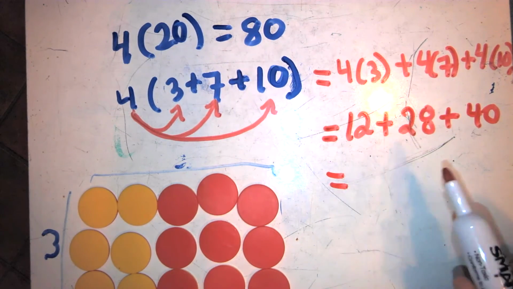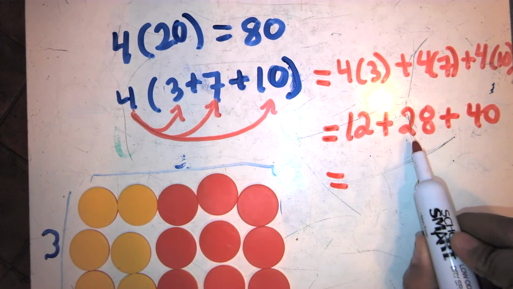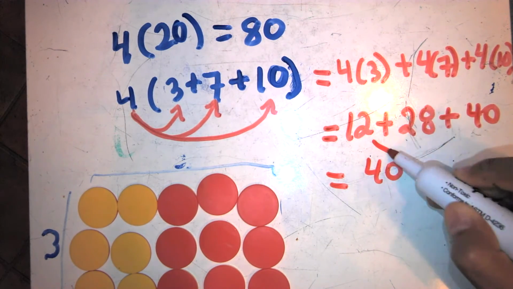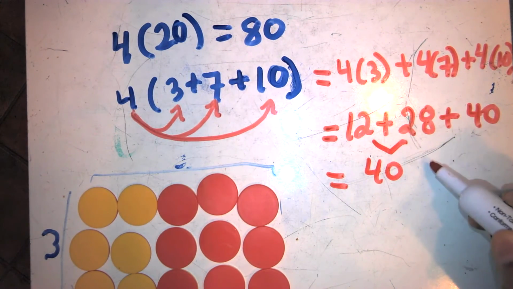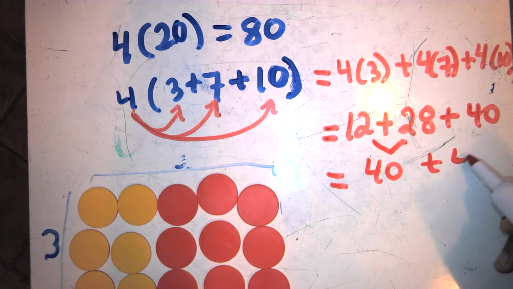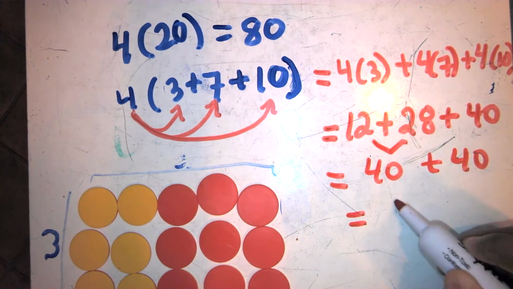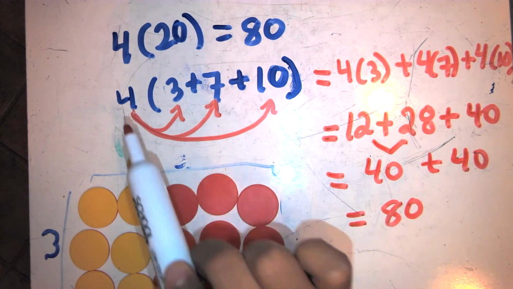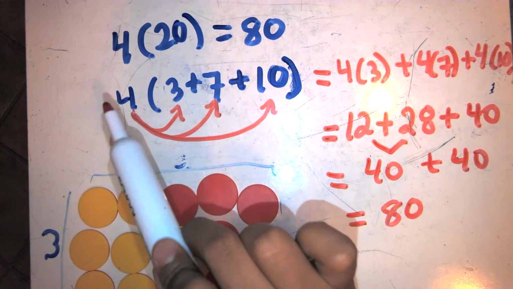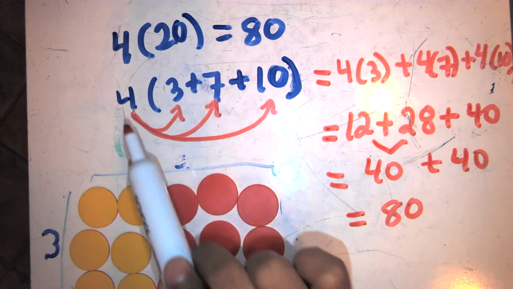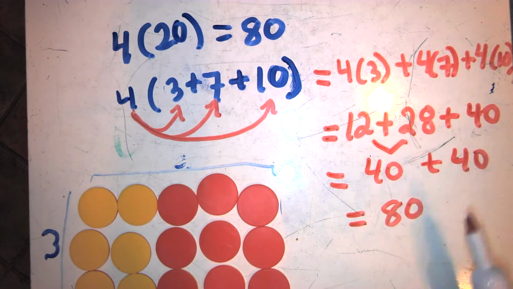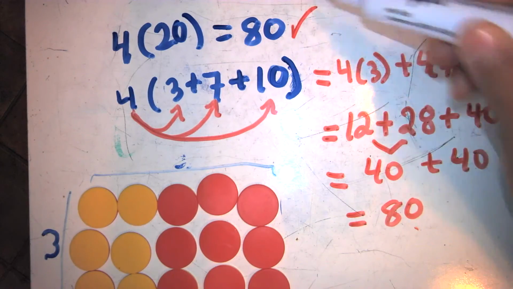And then I can continue adding. 28 plus 12 is going to give me 40. And then 40, that comes down. 40 plus 40 is equal to 80. You don't have to show all of this. I'm just kind of showing you 4 times 3 equals 12, plus 4 times 7 equals 28, plus 4 times 10 equals 40. And add all of those together is going to give me 80, the same thing as this.